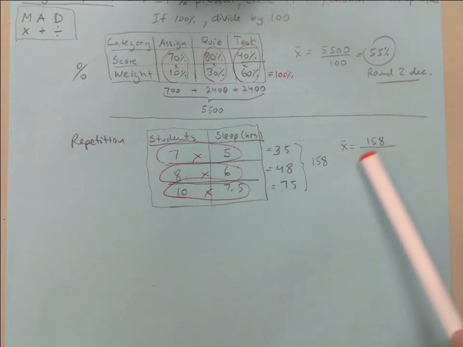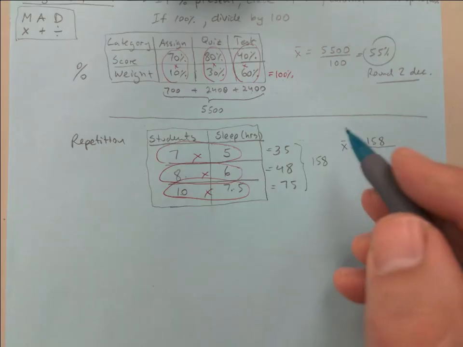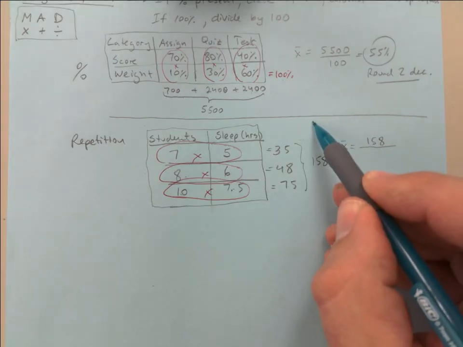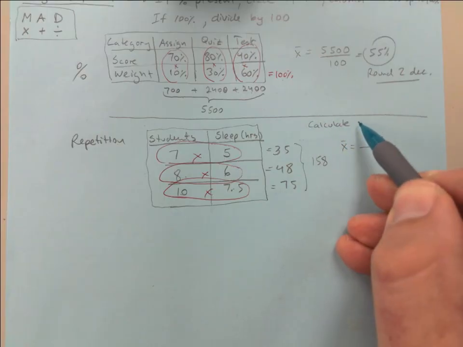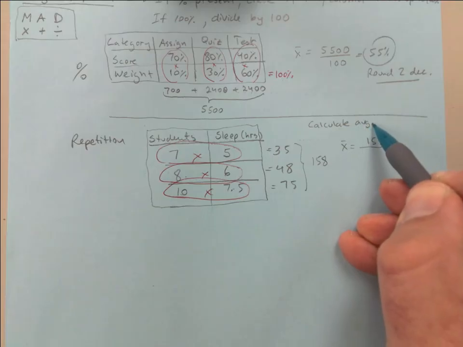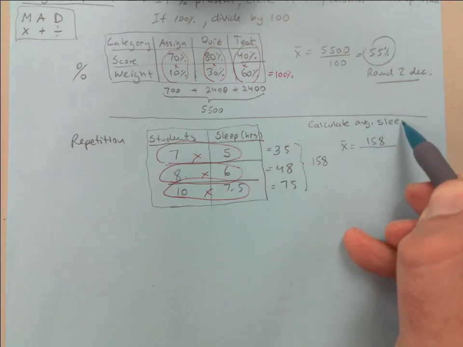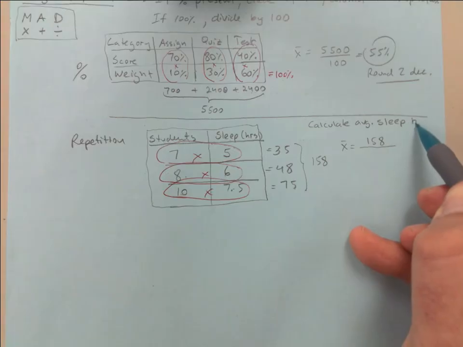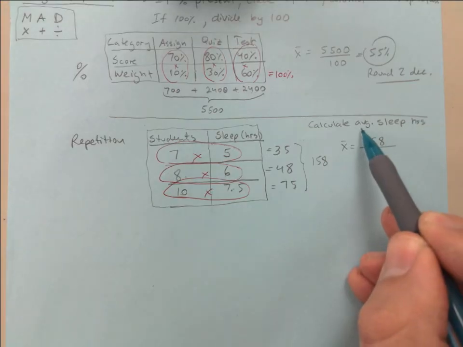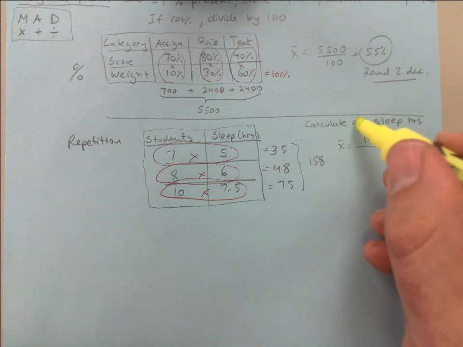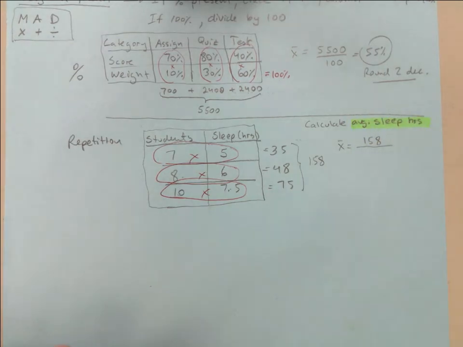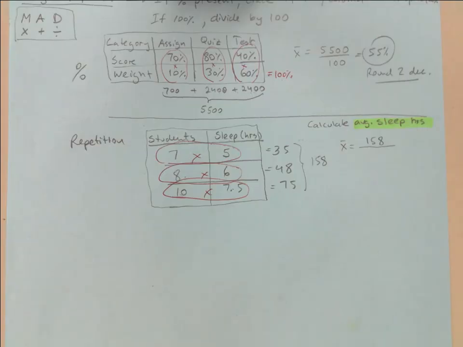You need to figure out what you're going to divide by. Okay? So the question will say, calculate average sleep in hours. So you have to read the question. I'm going to highlight that. What is it that I want my final answer to be? My final answer is supposed to have hours in there.